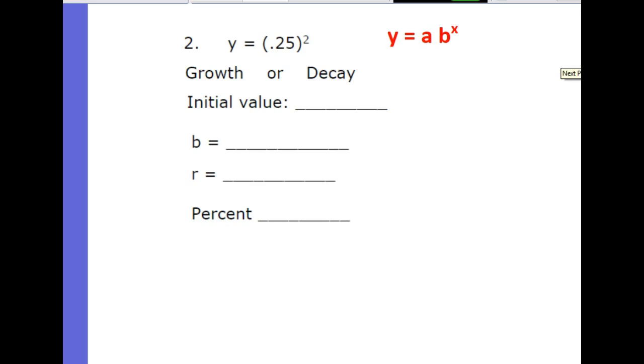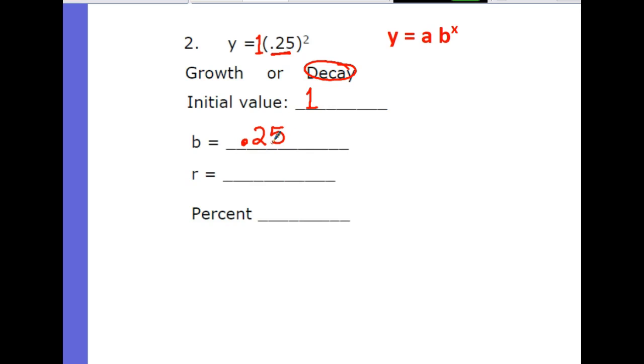Okay, now back on problem number 2. Growth or decay? How do you know it's decay? Less than 1. The initial value is the number out in front of the multiplier. Do I have a number out in front of the multiplier? Then the initial value is 1. I could put a 1 out in front without changing the value. Could I put a 0 out in front? If I put a 0 out in front, the whole thing would zero out. And so the b here is 0.25.